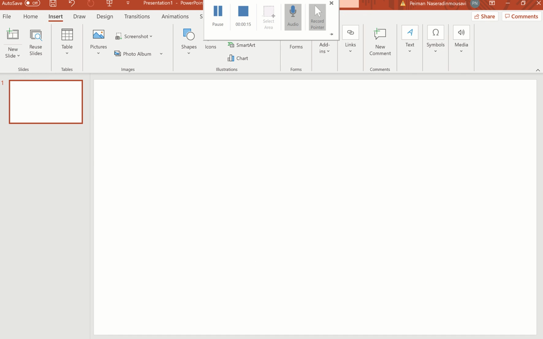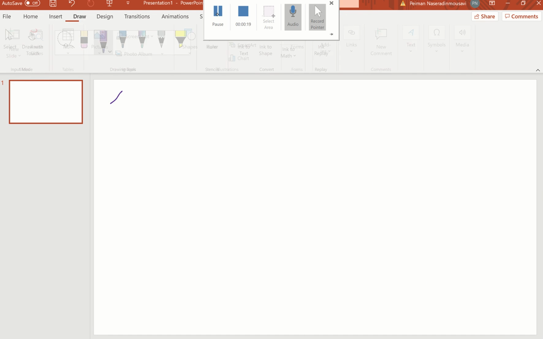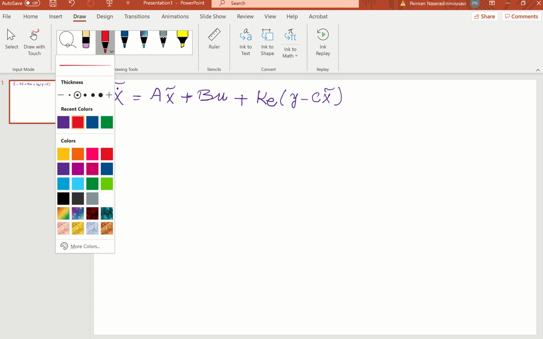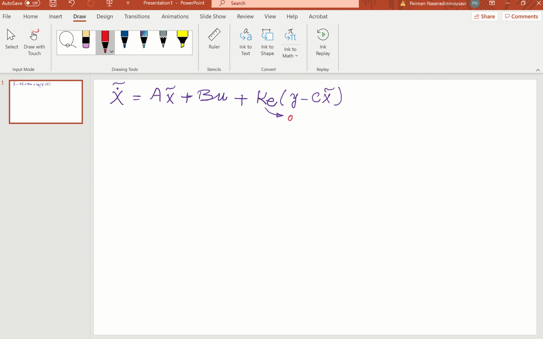So we saw that the observer can be written as x dot hat equals A x hat plus B u plus Ke, which we have to determine, where Ke is the observer gain, times (y minus C x hat). You saw that I solved the example in the previous class.